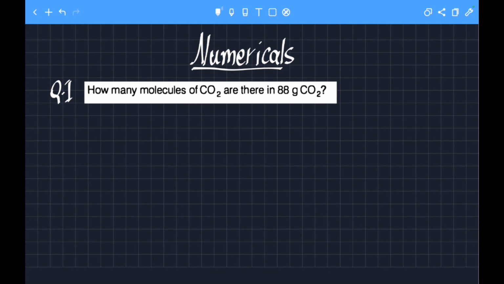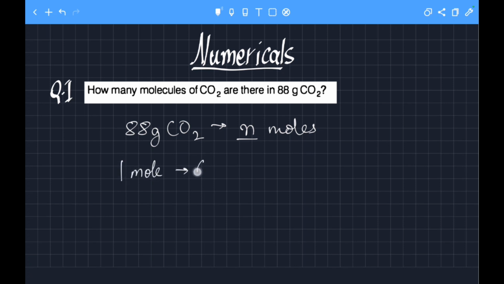So the first question is, how many molecules of CO2 are there in 88 grams of CO2? So the easiest way to solve this question is to convert 88 grams of CO2 into moles. Let's say you want to calculate n, how many moles it is. Why? Because we know 1 mole of anything has 6.022 into 10 raised to 23 entities.